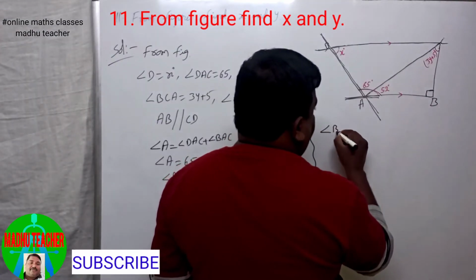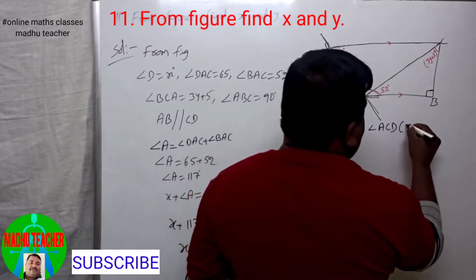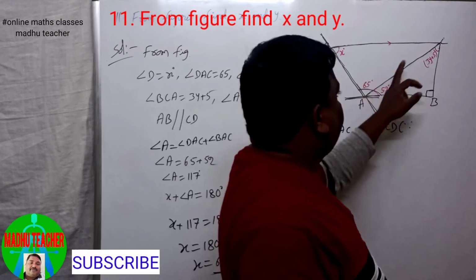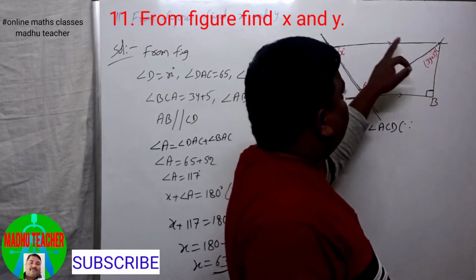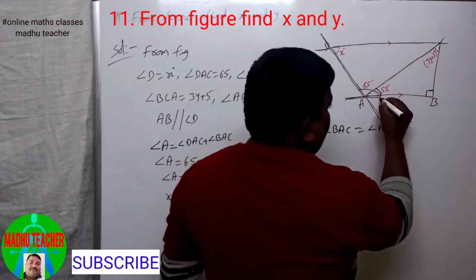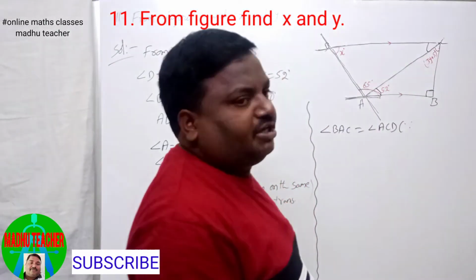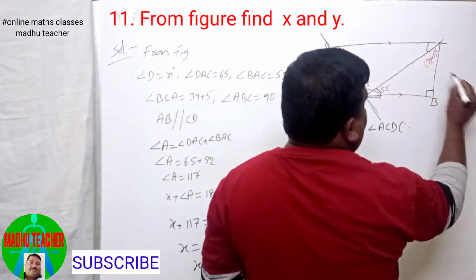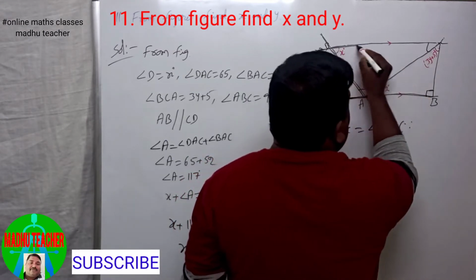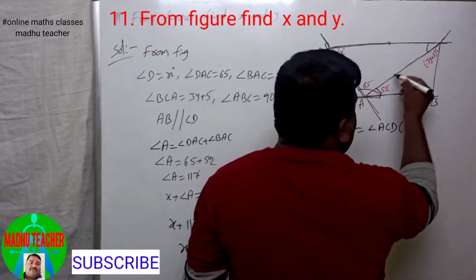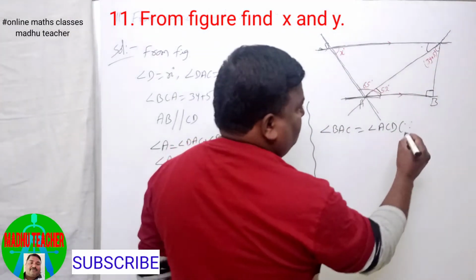Angle BAC equal to angle ACD. Since angle BAC and angle ACD, these two angles are alternate interior angles. These two are parallel and this is the transversal. So these two are alternate interior angles.